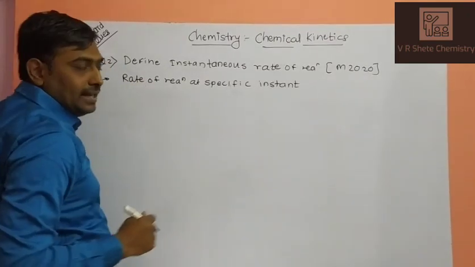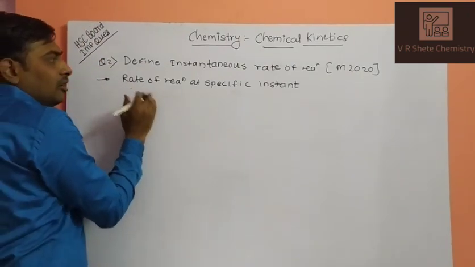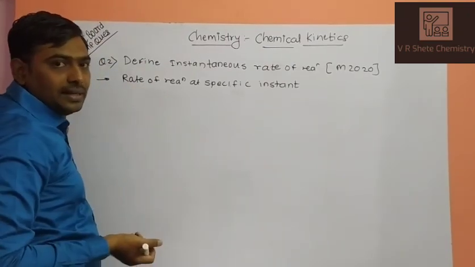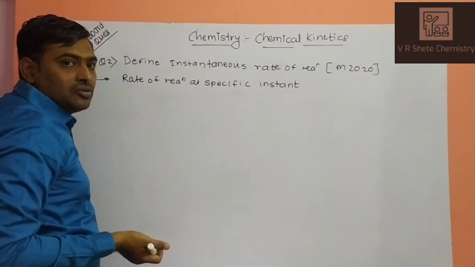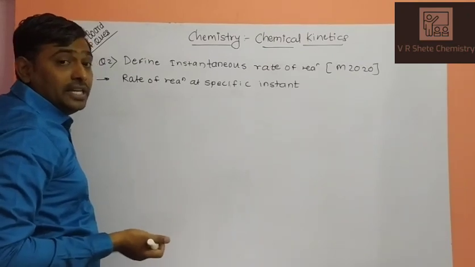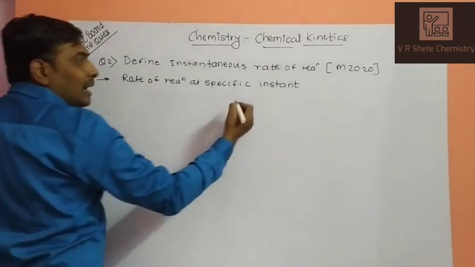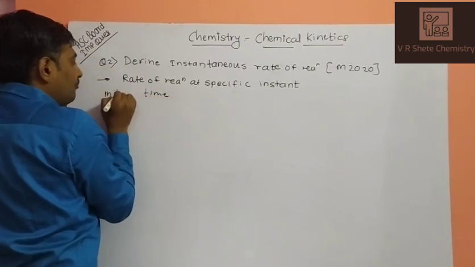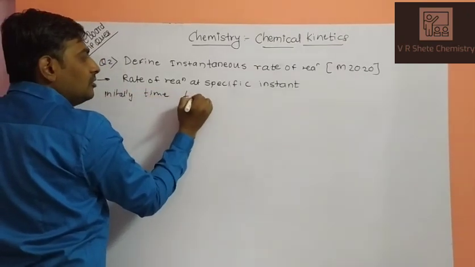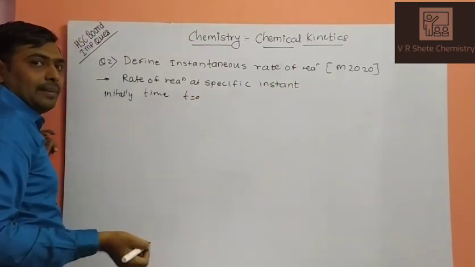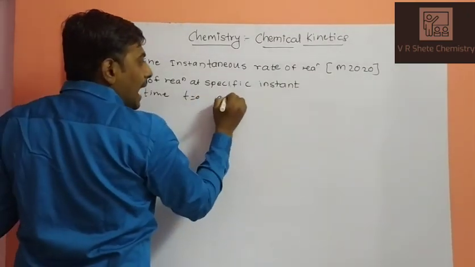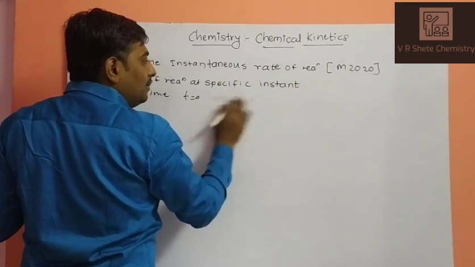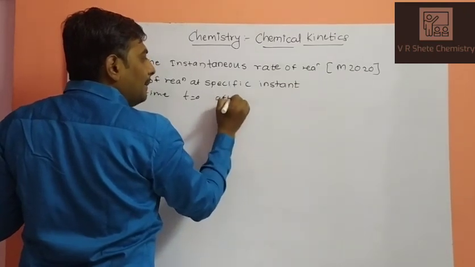So what is the instantaneous rate? The rate of reaction at a specific instant is called the instantaneous rate. So when you are calculating the rate of reaction, initially time will be zero. At that time we are considering initially t is equal to 0. It changes after time t, or after some time.